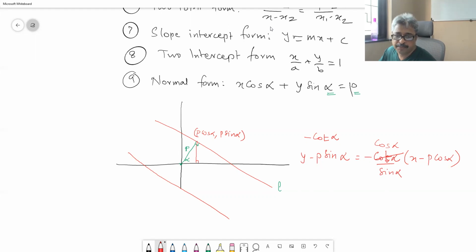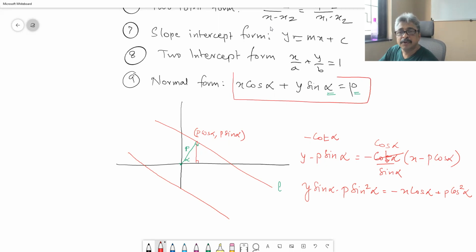then we get y sin alpha minus p sin squared alpha is equal to minus x cos alpha plus p cos squared alpha. Therefore, if we take this term to the LHS and this term to the RHS, we get this equation, which is called the normal form, and normal is for this normal. Okay.